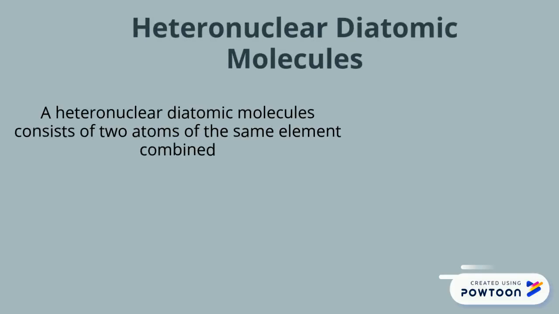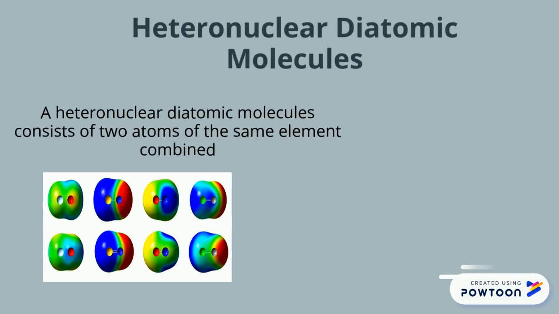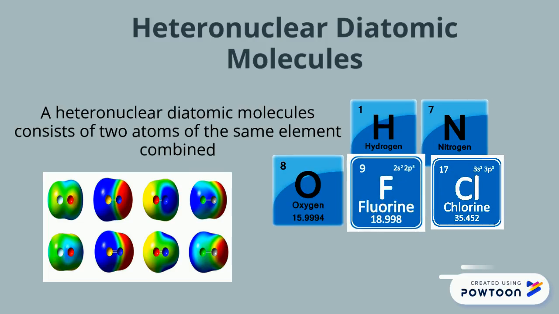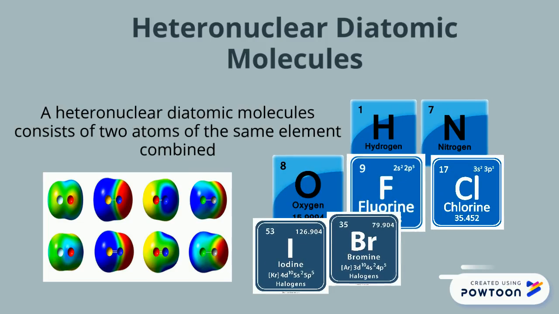A heteronuclear diatomic molecule consists of two atoms of the same elements combined. Examples of these are hydrogen, nitrogen, oxygen, fluorine, chlorine, iodine, and bromine.